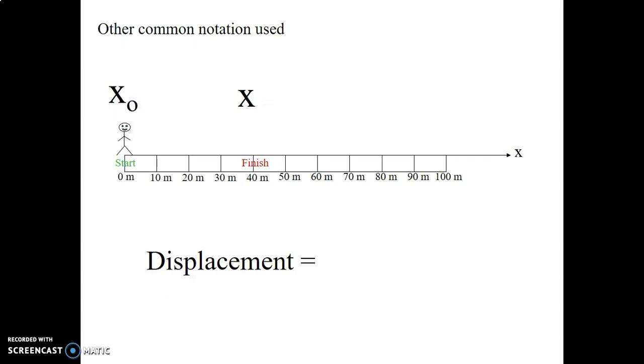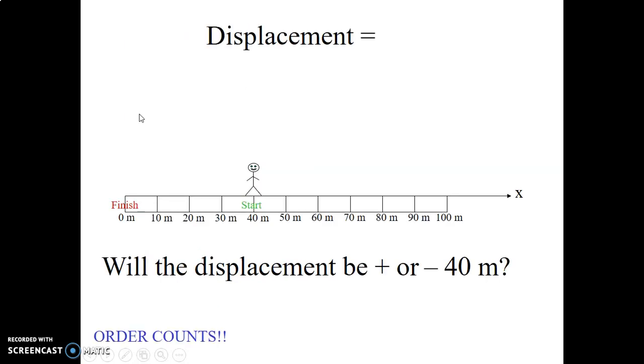Another commonly used form is x for the final and then x naught, meaning x at time 0. You might see this is actually the way that the equation sheet uses their equations. I just prefer to use x1 and x2. That's just what I prefer to use, so I stick with it. You'll get used to seeing these different forms though.